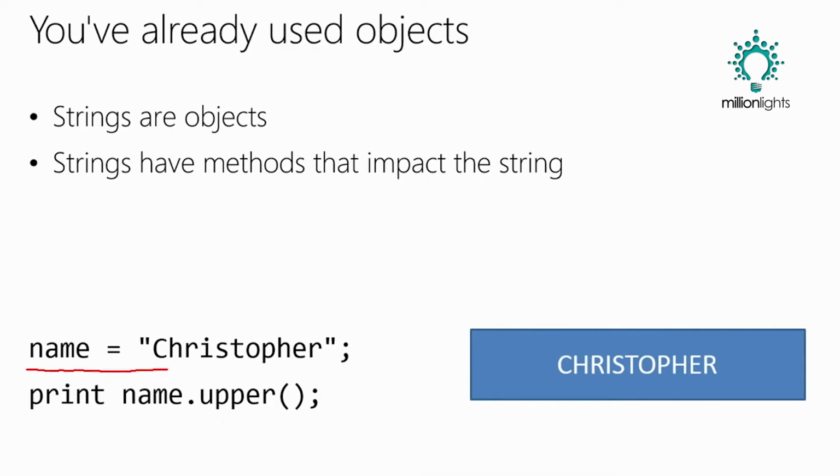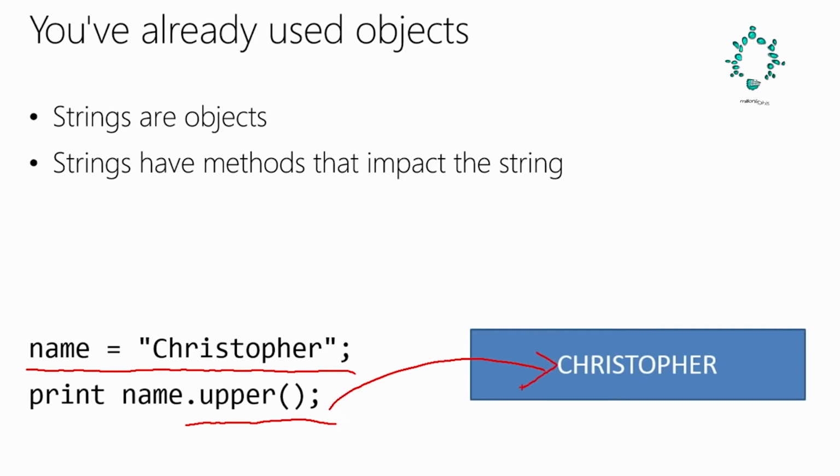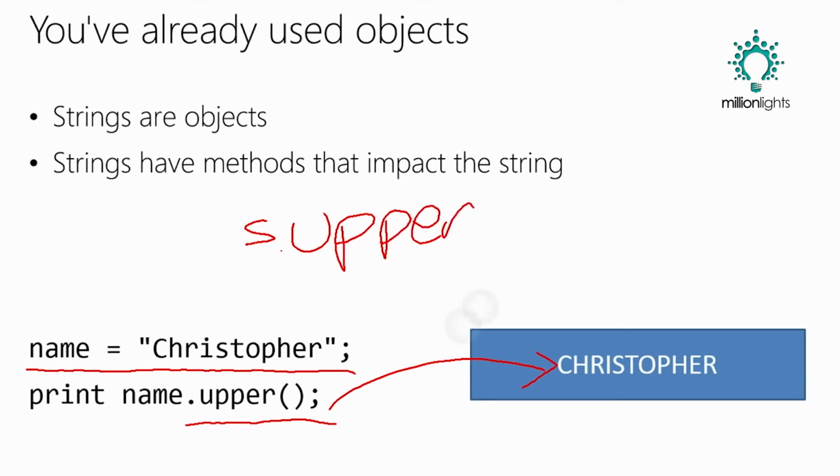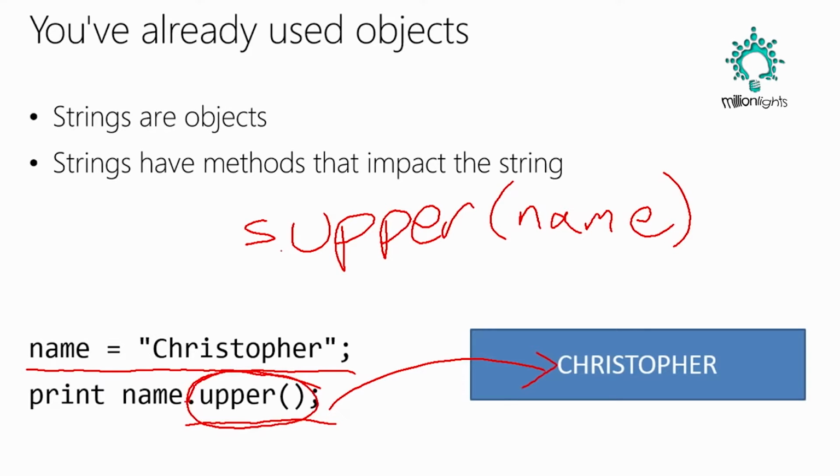So if I say name equals Christopher, or Microsoft CEO Satya Nadella, I can then say my name variable dot upper, and that will then convert that into all uppercase letters. So rather than having something like, I'm being very creative here, dot upper, and then putting inside of that my name, you'll notice that we just simply say dot upper on the object itself.